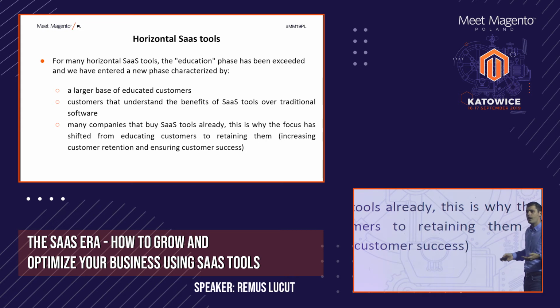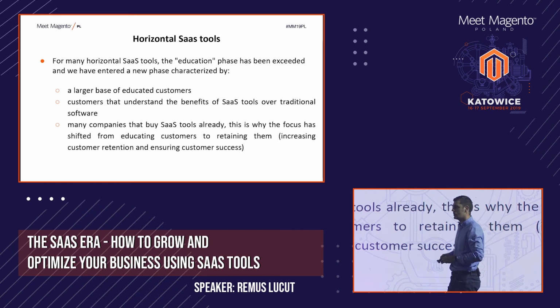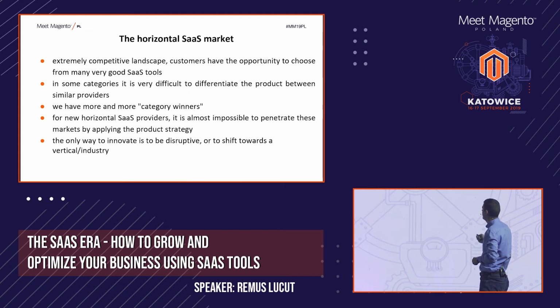And many companies already buy it because they understand the benefit of using a SaaS tool rather than reinventing the wheel or creating another solution that might be useful, competitive, or even try to consider creating a new SaaS tool like a horizontal SaaS. It's something that really nobody cares about because we already have a lot of solutions there. In some categories, it's very difficult to differentiate the products, right?